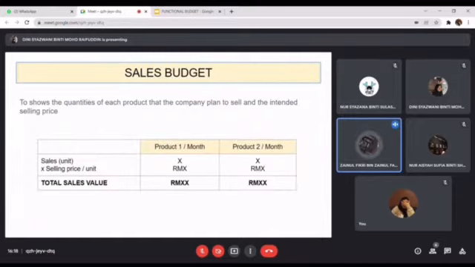The first element of functional budget is sales budget. The function of sales budget is to show the quantities of each product that the company planned to sell and the intended selling price. It is the foundation of all the other budgets since all expenditure is dependent on the volume of sales. To find sales budget, first we need to identify the total quantity or unit of the product sold. Then find the selling price of the product. Finally, to find out the total sales value, we take the total quantity of the product sold and multiply it by the selling price per unit.